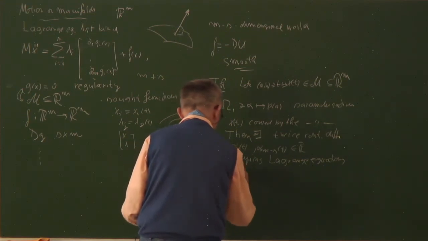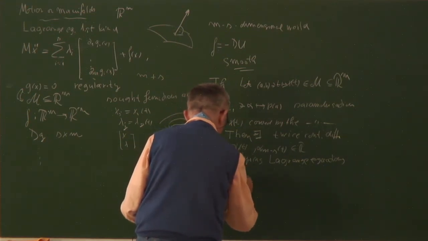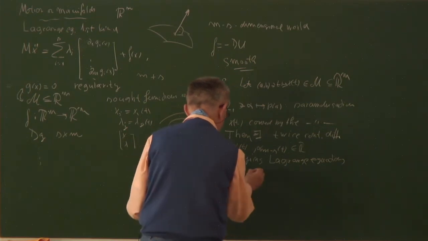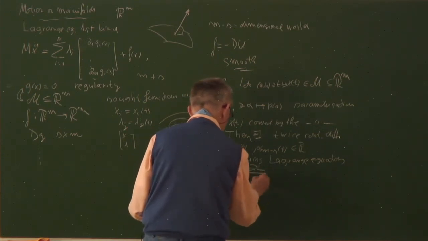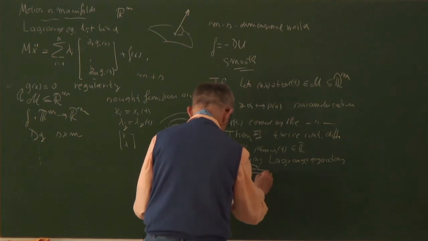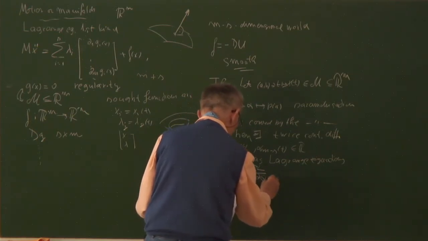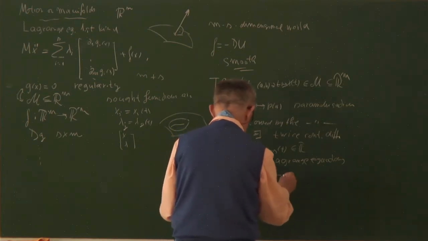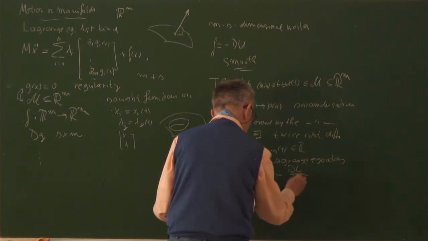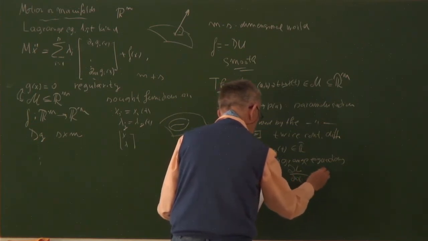I write it down in a symbolic way: d/dt of ∂L/∂α̇_i minus ∂L/∂α_i equals 0.